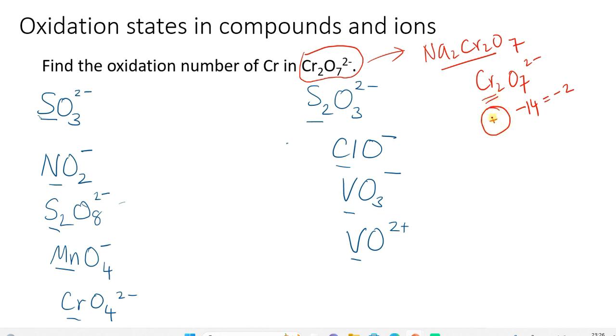That should be +12. So when you add +12 and -14, it gives you -2. That's for 2 chromium atoms, mind you. So for 1 chromium, that's going to be +6. So the oxidation state of chromium is +6. Now I hope you can try the rest of them. You can pause the video, and I'm going to go through the answers in a moment.